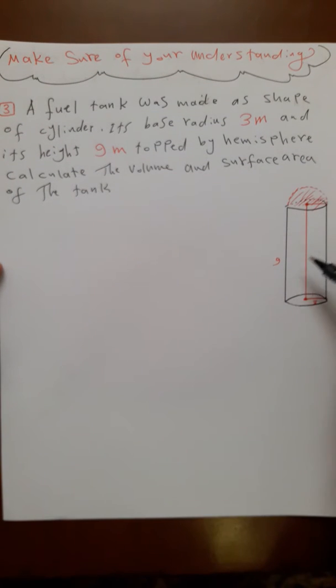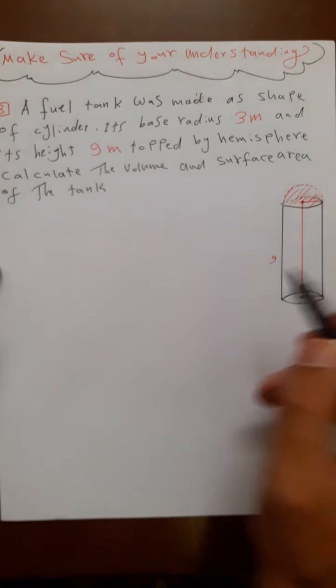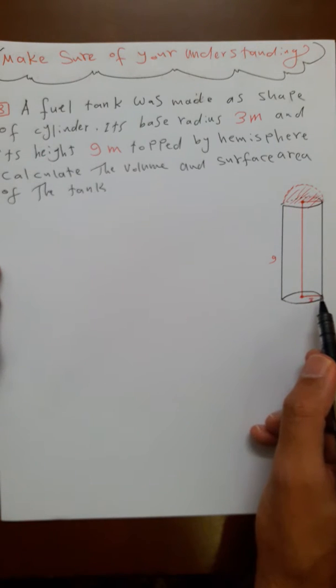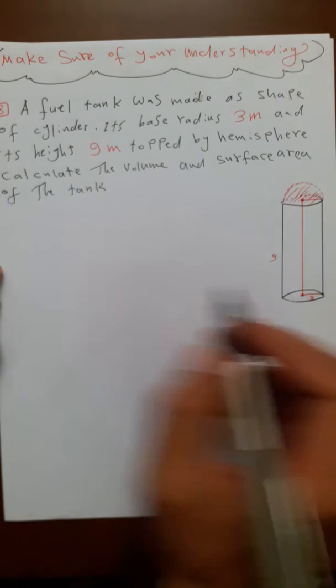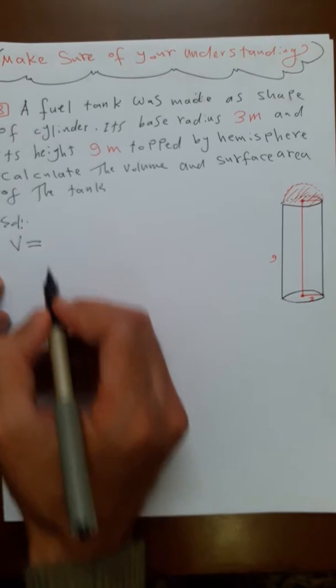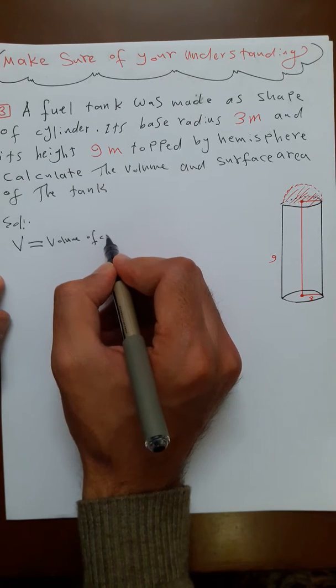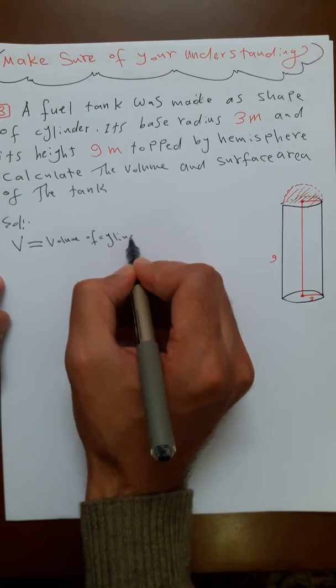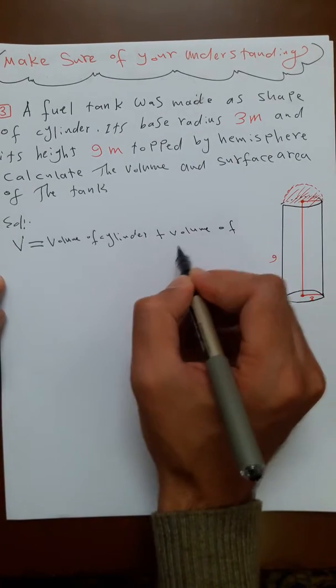This is the tank, which consists of a cylinder topped by a hemisphere. The radius of the base of the cylinder is 3 meters and the height of the cylinder is 9 meters. To find the volume of the tank, the volume of the tank is equal to the volume of the cylinder plus the volume of the hemisphere.